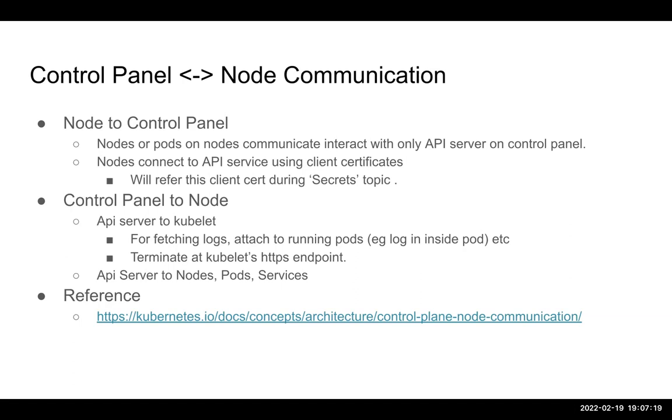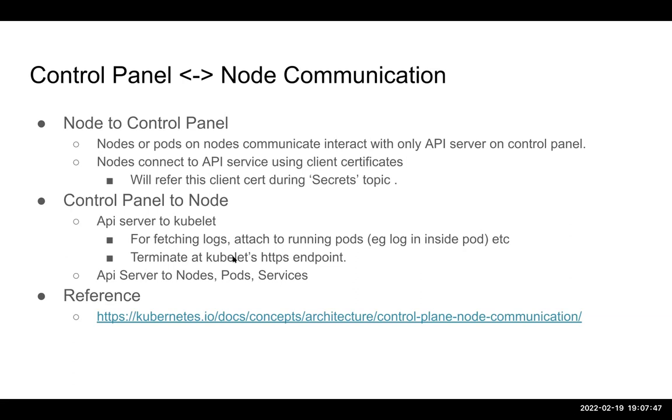If the control plane has to talk to nodes, then it goes from the API server to the kubelet. It's for fetching logs. Kubelet is the agent we discussed, right? It's running on the worker nodes. So the API server connects to the kubelet for fetching logs, attaching to running pods, and we'll see how to attach to running pods also, etc. It terminates at the kubelet HTTPS endpoint. Kubelet also has an endpoint.